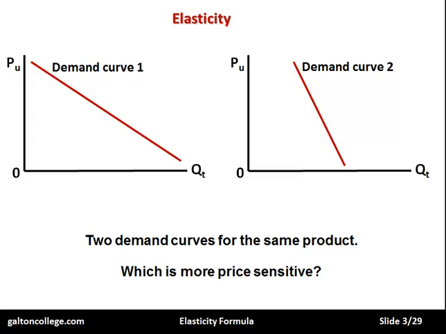if the price drops by some small amount, the quantity demanded will vary significantly. On the diagram on the right side, if the price drops by the same amount, the demand will not vary a lot. So it looks like the demand curve 1 is more sensitive to price changes than demand curve 2.